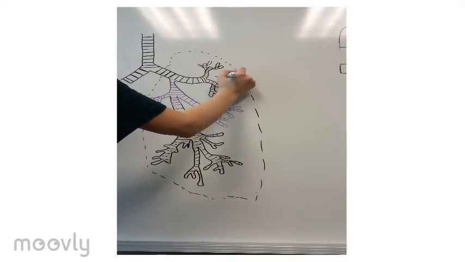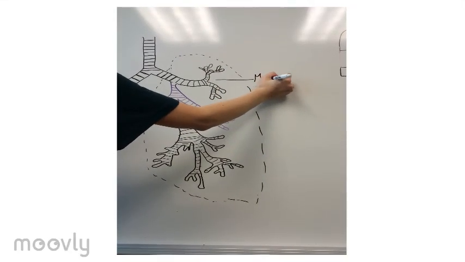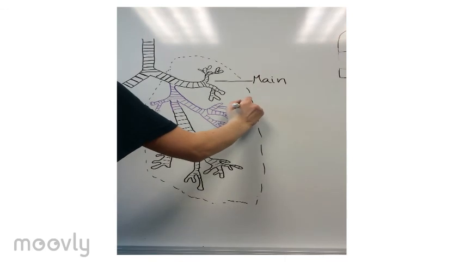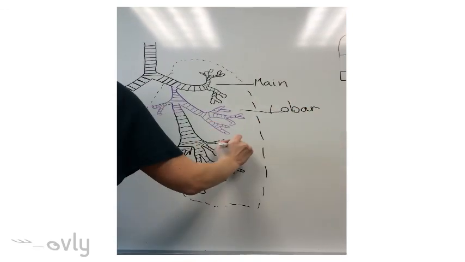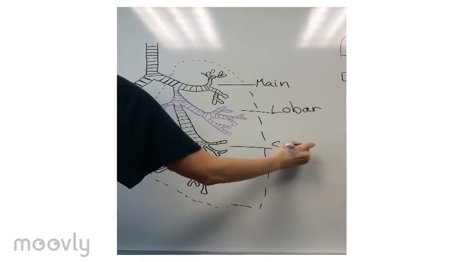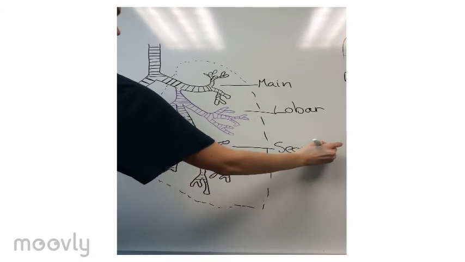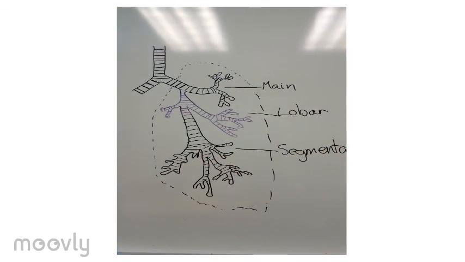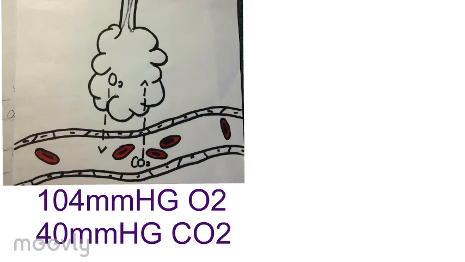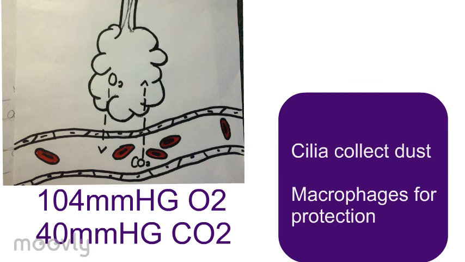The bronchi are divided into three subdivisions: the main, lobar, and segmental sections. The air then travels into the alveoli, where gas exchange of oxygen and carbon dioxide occurs. In normal gas exchange, the partial pressure of oxygen in the alveoli is 104 millimeters of mercury, and the carbon dioxide is 40 millimeters of mercury. This is when sufficient amounts of carbon dioxide are being exhaled and oxygen is being inhaled.